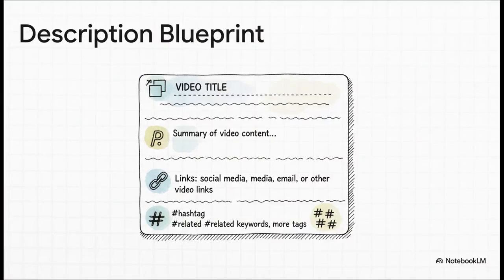Now, let's talk about the description. Here's a simple but super powerful blueprint. First, copy your title and paste it as the very first line. Easy. Next, write a quick summary of what the video is about. Then add your links. And finally, this part is key, add about 5 to 7 extra related hashtags here. This gives the algorithm even more context to help broaden your reach.